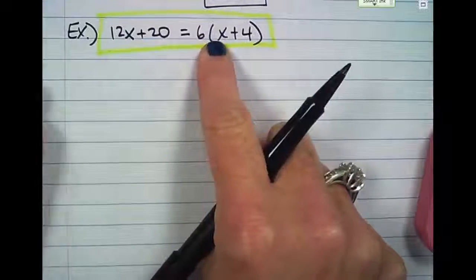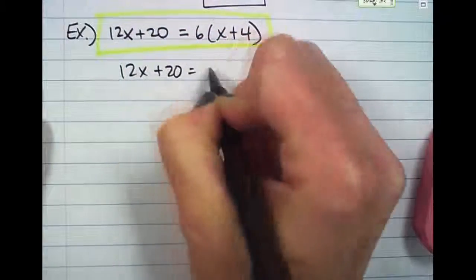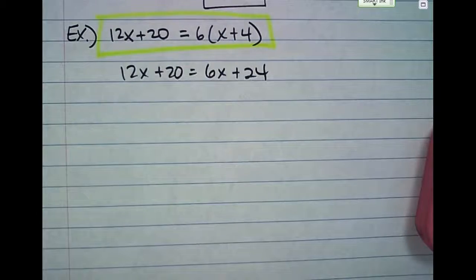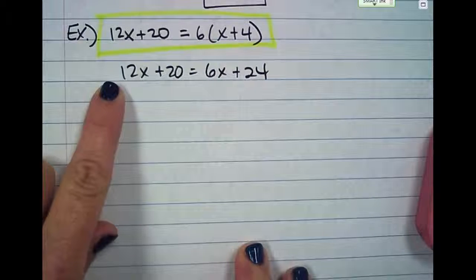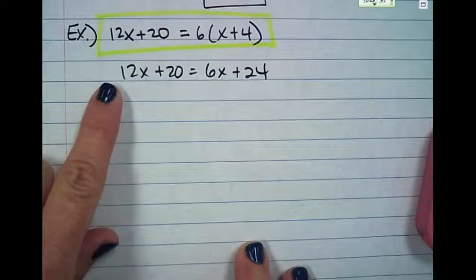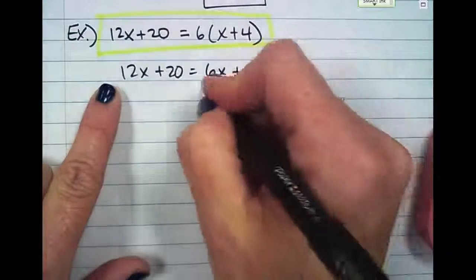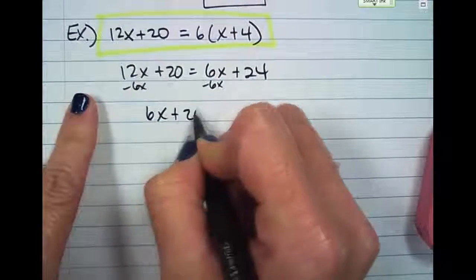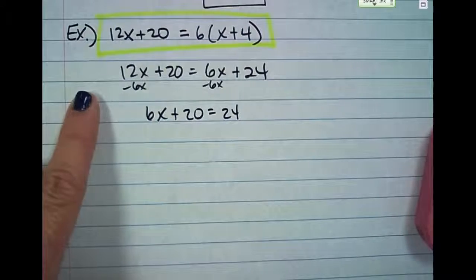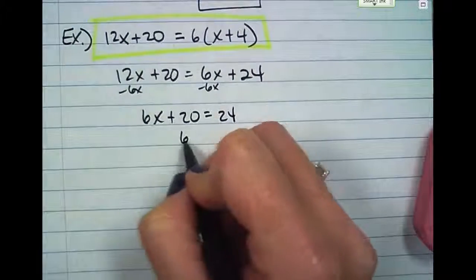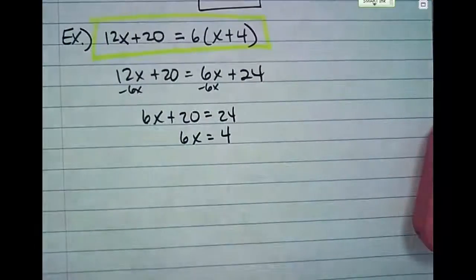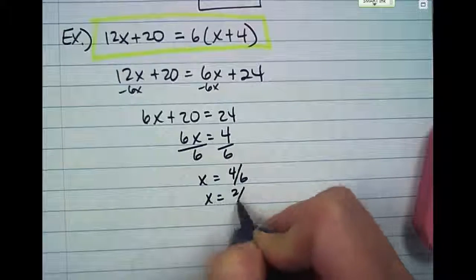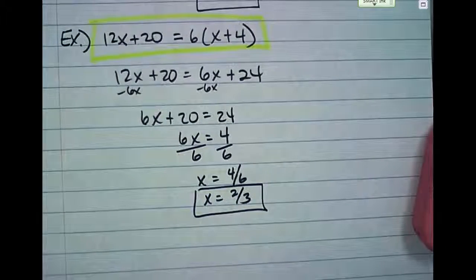If you distribute on the right, 12x plus 20 equals 6x plus 24. This one I've got an x on both sides, so I'm going to move the 6x to the other side, remember? And put all the x's on one side together. So if I do minus 6x, that's what I'm essentially doing. So 6x plus 20 now equals 24. If you move your 20 over, you end up with 6x equaling 4. Divide both by 6, and x is 4/6, which reduces to 2/3. And you would leave it as 2/3.